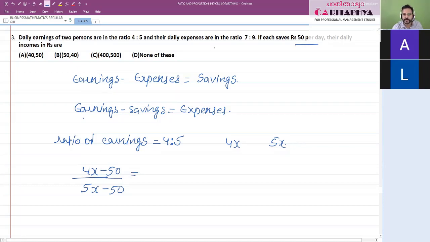The ratio of expenses, the daily expenses are in the ratio 7 is to 9. That means (4x minus 50) divided by (5x minus 50) equals 7 by 9. Cross multiply to get the answer. Earnings minus savings equal to expenses.